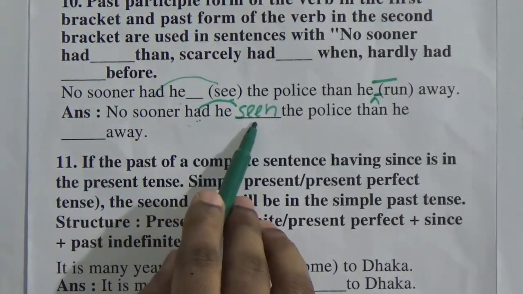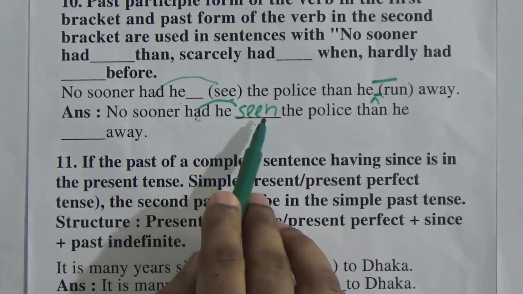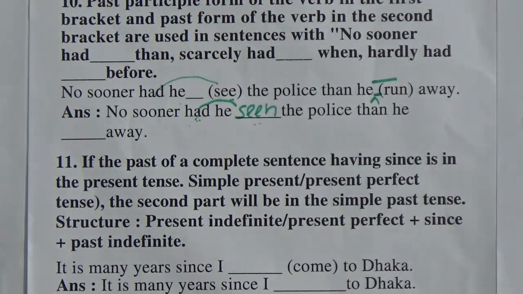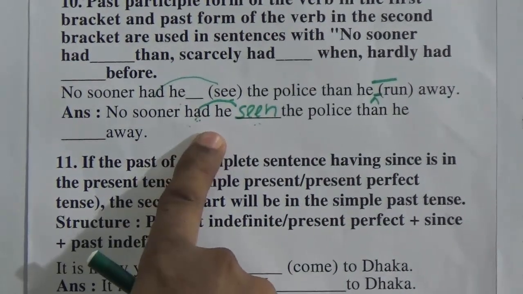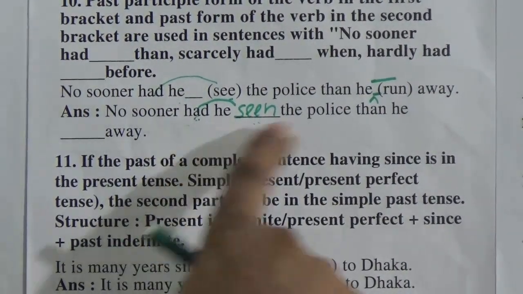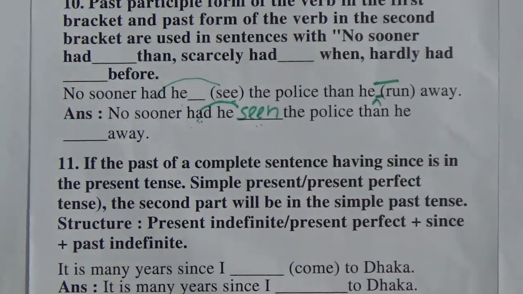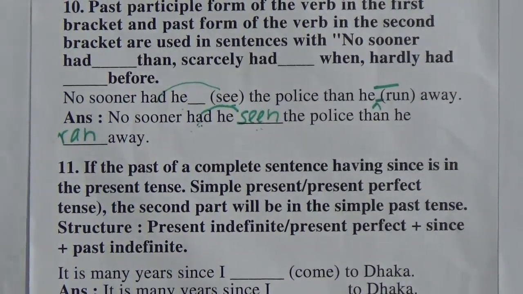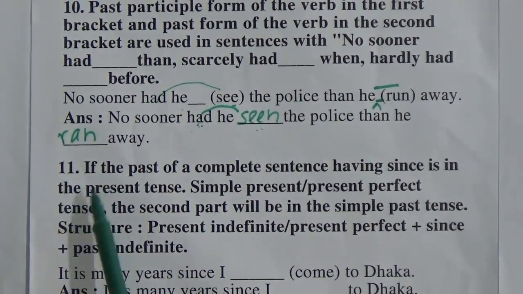No sooner had he seen. Why seen? After had comes the past participle of the verb. The police, then he. What did I say? Two works happen in the past time. If one is past perfect tense, the work that happened before, the other will be past indefinite tense. So it will be ran away. Understood? Okay.